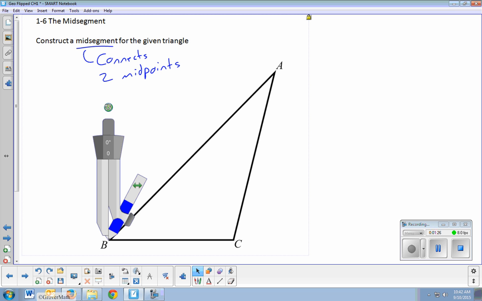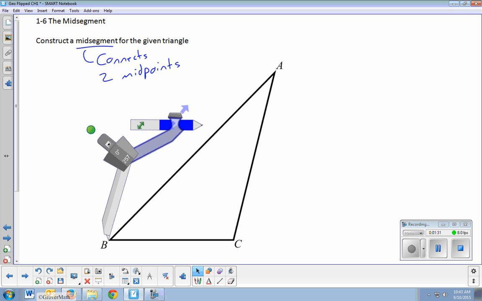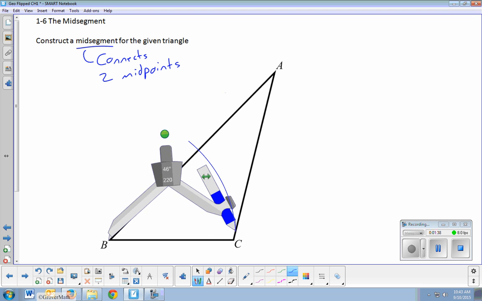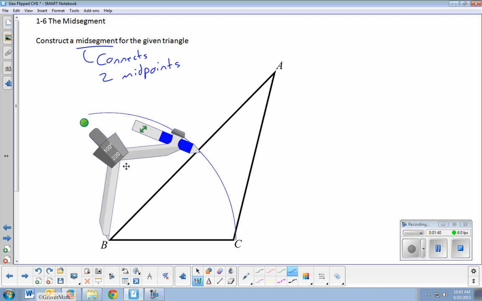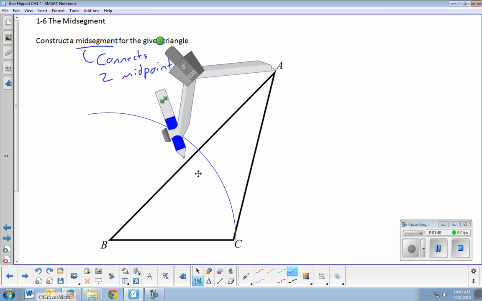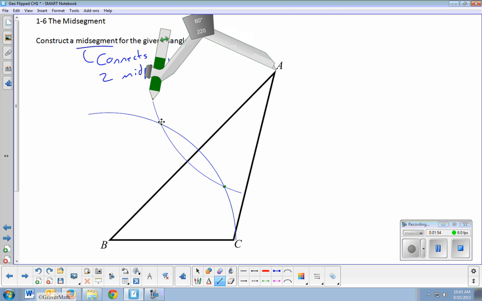So I want to find the midpoint of AB. Like we've done many times already, I'm going to approximate about halfway, extend a little bit further than that, and draw my arcs. Flip it around. Same thing. Little points where they cross. Here, here. Get a line. Draw it. And right there. My line's green. That's okay. I'll draw that in green.